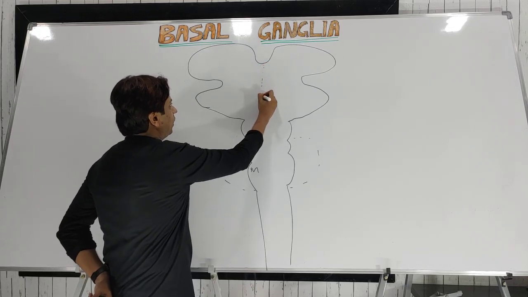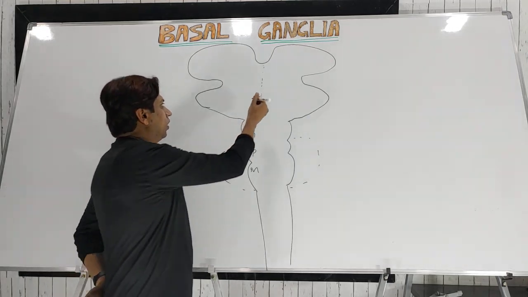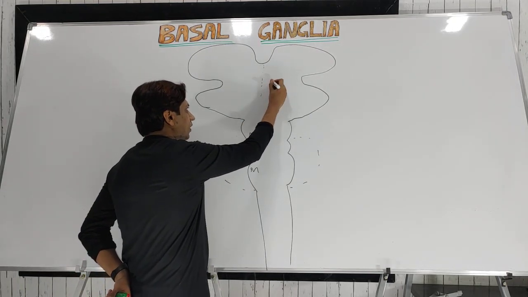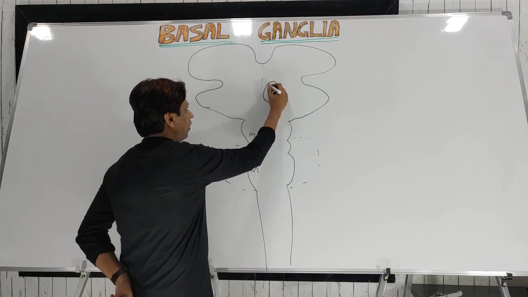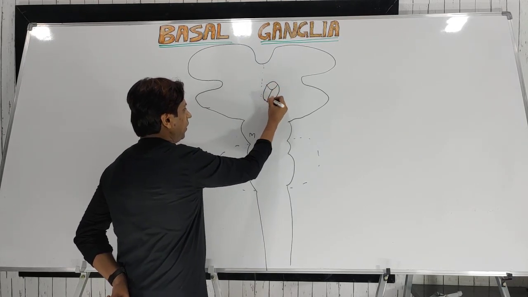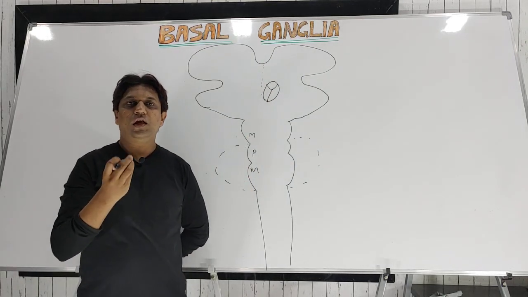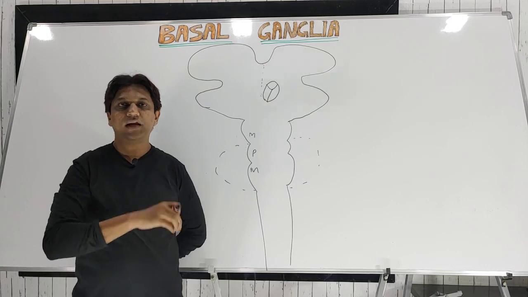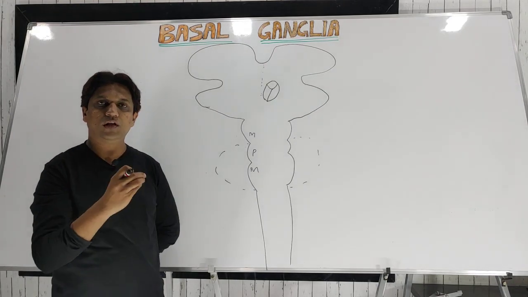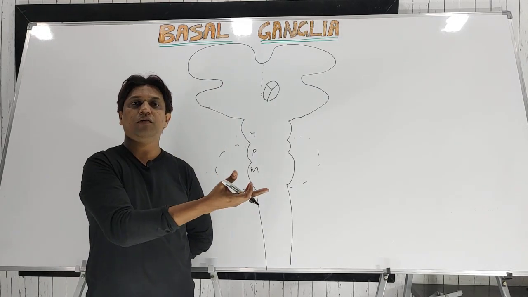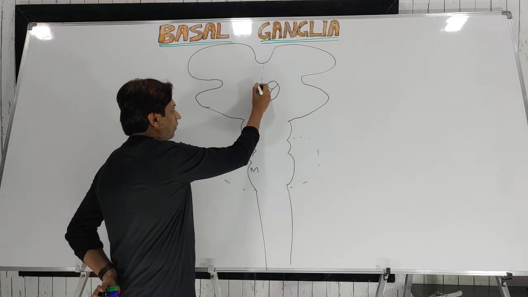On either side of the midline at the base of the forebrain, there is one mass of gray matter, that is a nucleus. I hope you understand what is meant by nucleus and ganglion. A nucleus is a collection of neuronal cell bodies inside the central nervous system, whereas a ganglion is the same, a collection of neuronal cell bodies outside the central nervous system, that is in the peripheral nervous system.